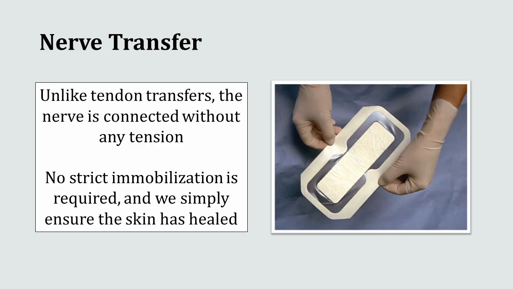Unlike tendon transfers, the nerve is connected ideally without any tension, so it's nice and loose, and so no strict immobilization is required, and we just ensure that the skin has healed. It depends on how tight that connection is. Some people use a sling, some people feel that it's okay to not use a sling, and that really just depends on the specific surgeon and the specific surgery.